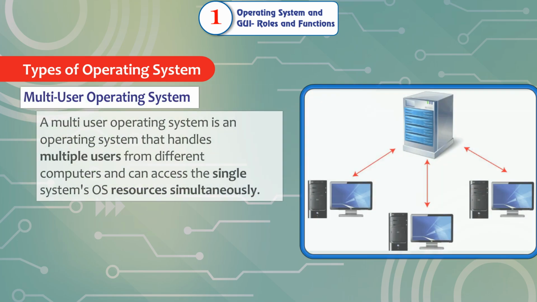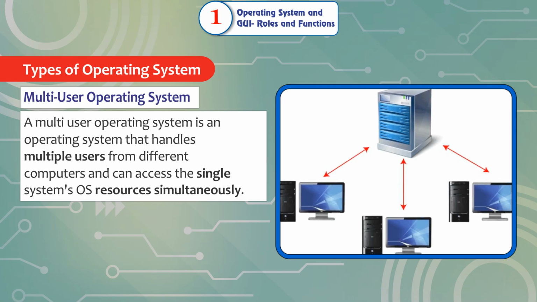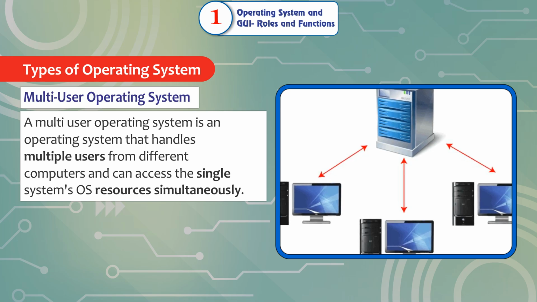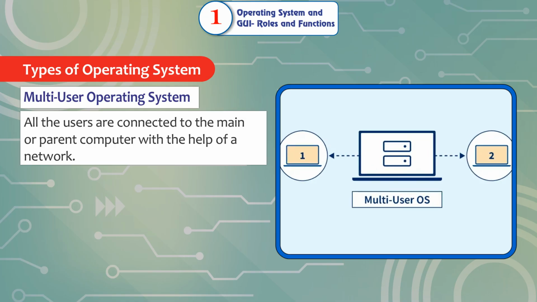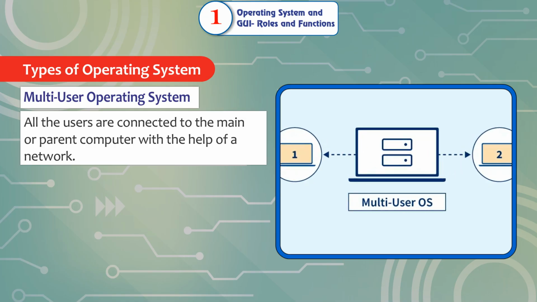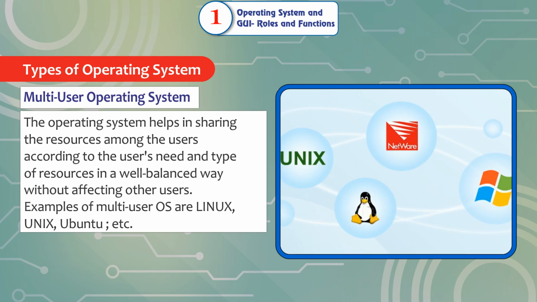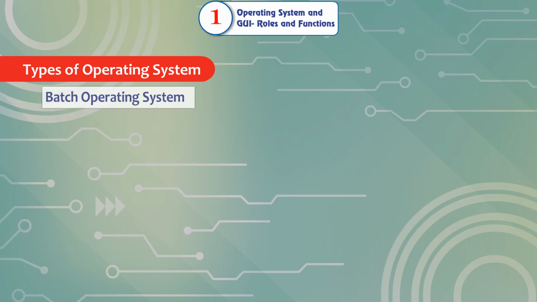Multi-user operating system. A multi-user operating system is an operating system that handles multiple users from different computers, who can access the single system's OS resources simultaneously. All the users are connected to the main or parent computer with the help of a network. The operating system helps in sharing the resources among the users according to the user's need and type of resources in a well-balanced way without affecting other users. Examples of multi-user OS are Linux, Unix, Ubuntu, etc.